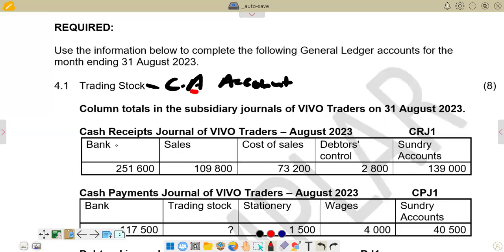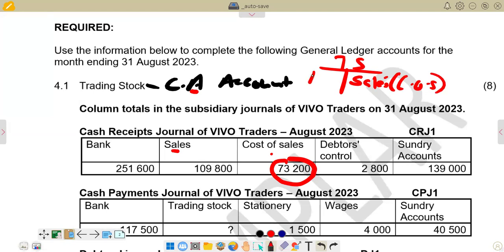For the first journal, we've got the cash receipts journal for Vivo Traders. It means in the cash receipts journal we are going to record the sales. Remember, the description we are given there is sales, but we are not concerned about the figure for sales. We are concerned about the figure for cost of sales. So we're going to check this 73,200. These are sales, so it means goods are going out, so we're going to the credit side of the trading stock account. Basically, when we make sales, we are supposed to credit the trading stock account at the cost of sales figure.